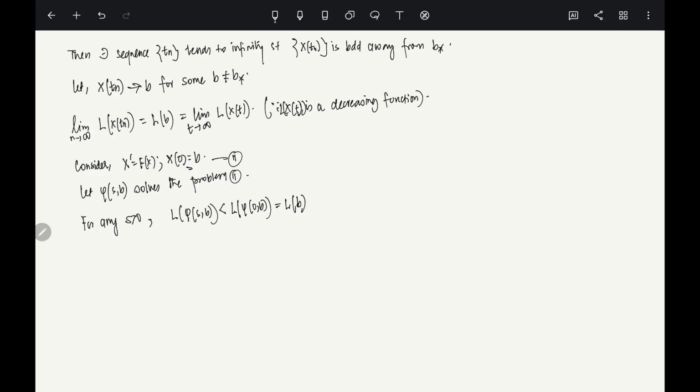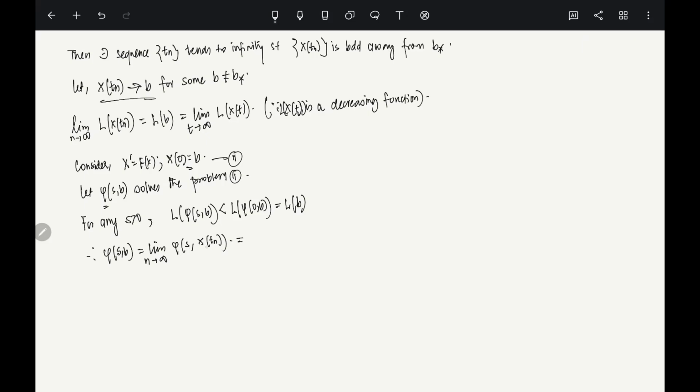Is it okay? Again, if you look at this, phi solves this problem, so phi is continuous. Therefore, phi of s b is nothing but the limit as n tends to infinity of phi of s, x of Tn. I can write it like this, since x of Tn converges to b and phi is continuous. Right? Now, the thing is this. You have to understand this thing.